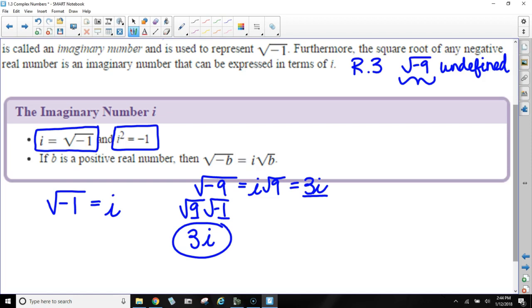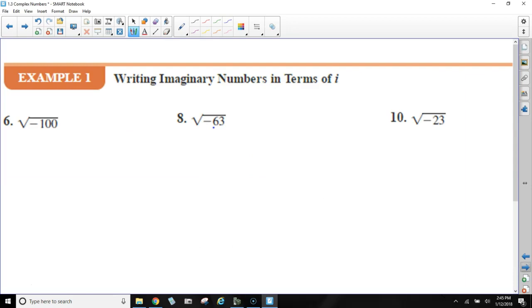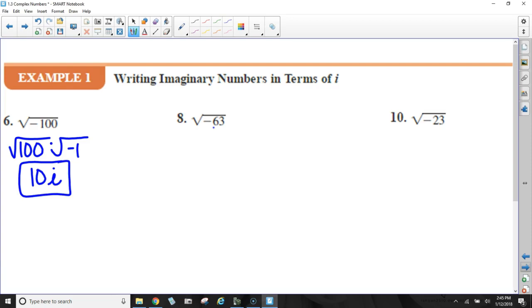Let's do some more examples on how to simplify the square root of a negative. For the square root of negative 100, like I said, what I like to do is write this as the square root of 100 times the square root of negative 1. Now simplify each of these factors. The square root of 100 is 10. The square root of negative 1 is i. So 10i is the same thing as writing the square root of negative 100, but in simplified form.